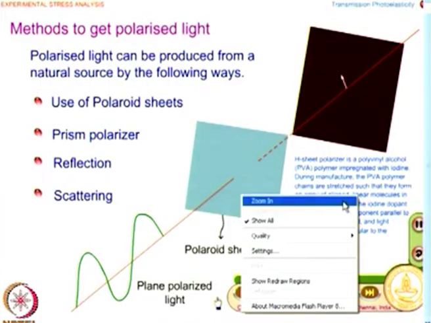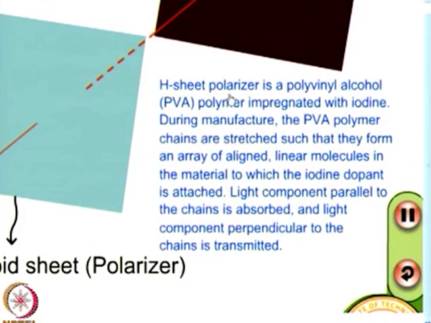And what you have here is, I have shown this as an H sheet polarizer, and this is polyvinyl alcohol impregnated with iodine. That is why you have that tinge of color here. And what you do is, the PVA polymer chains are stretched such that they form an array of aligned linear molecules in the material to which the iodine dopant is attached. That is how the sheet is made. So, it is essentially polyvinyl alcohol impregnated with iodine. What they do is, they stretch it and then dope it with iodine.